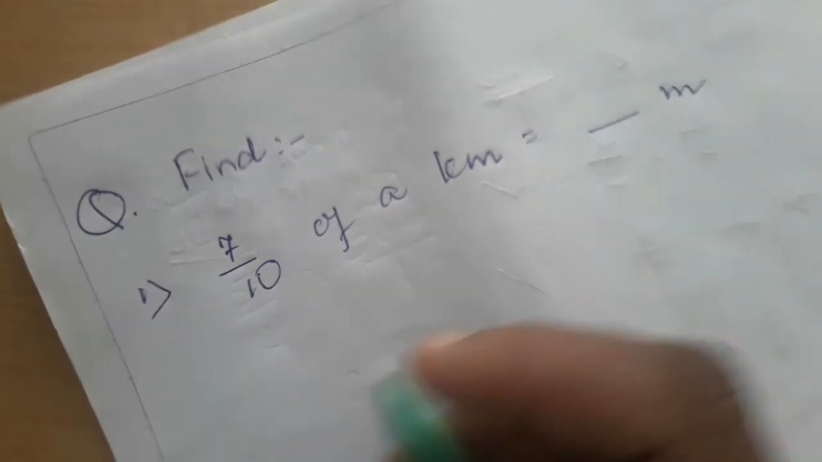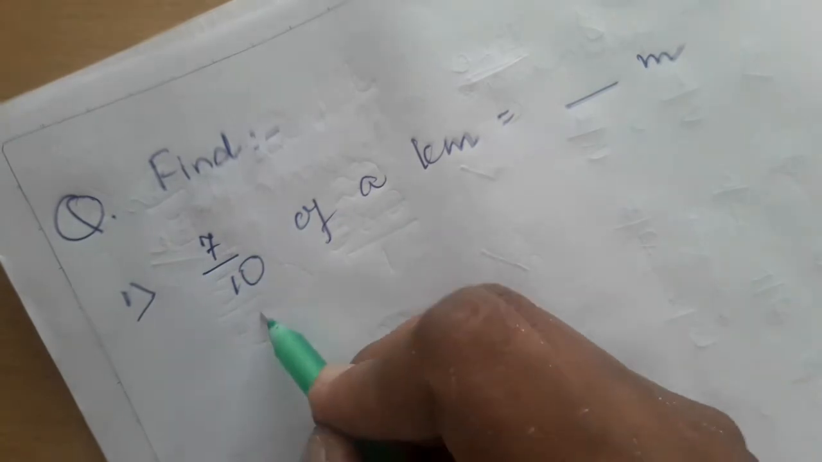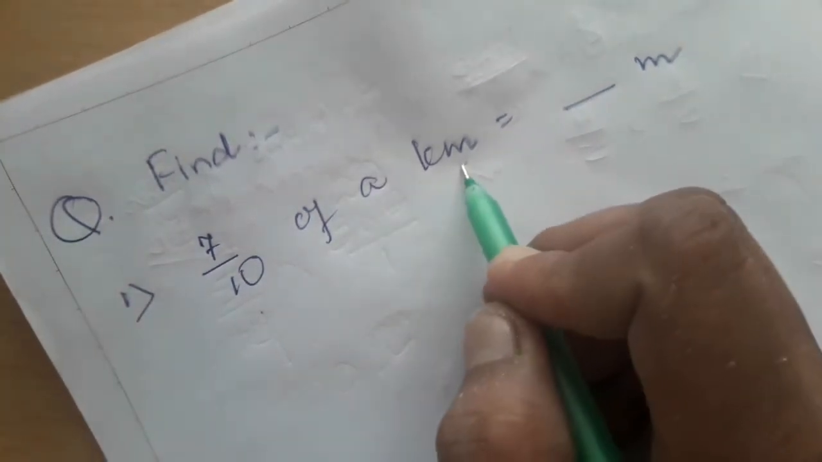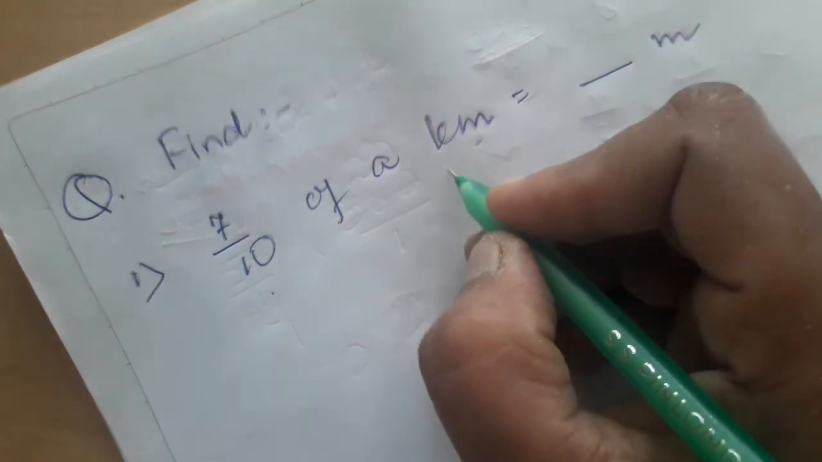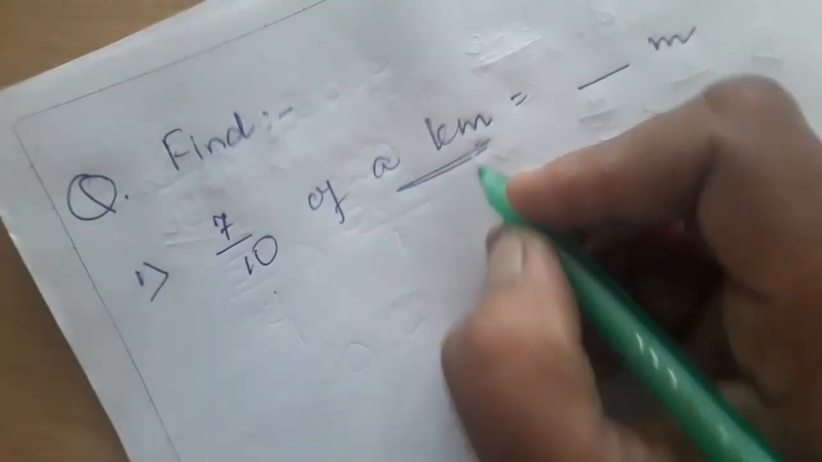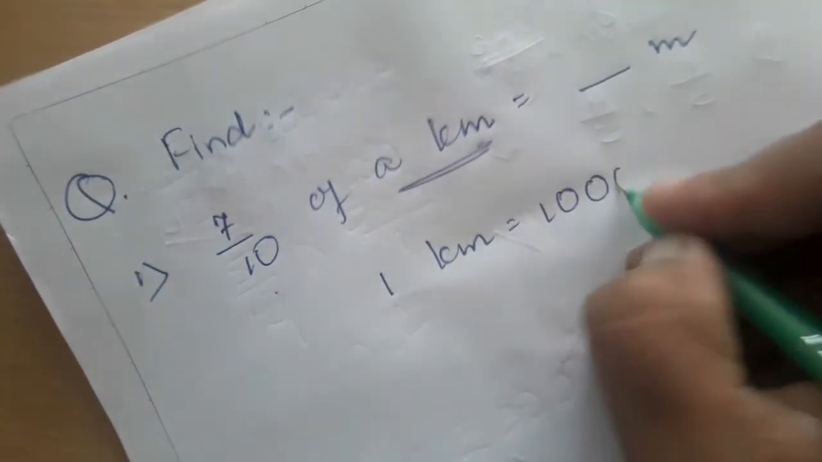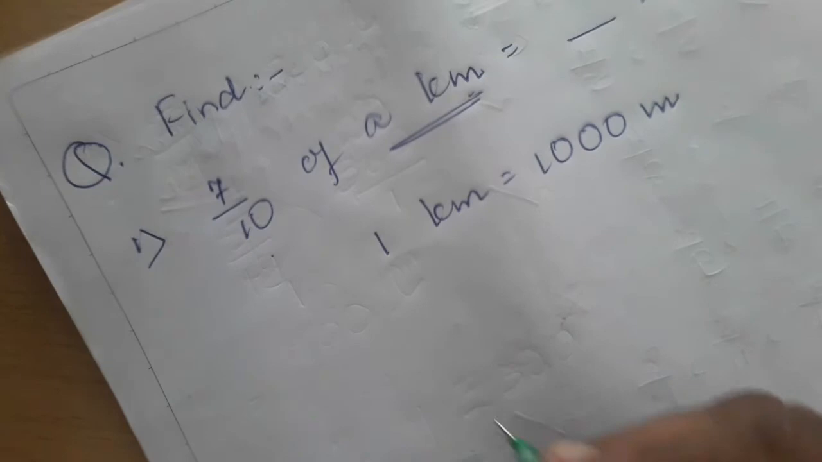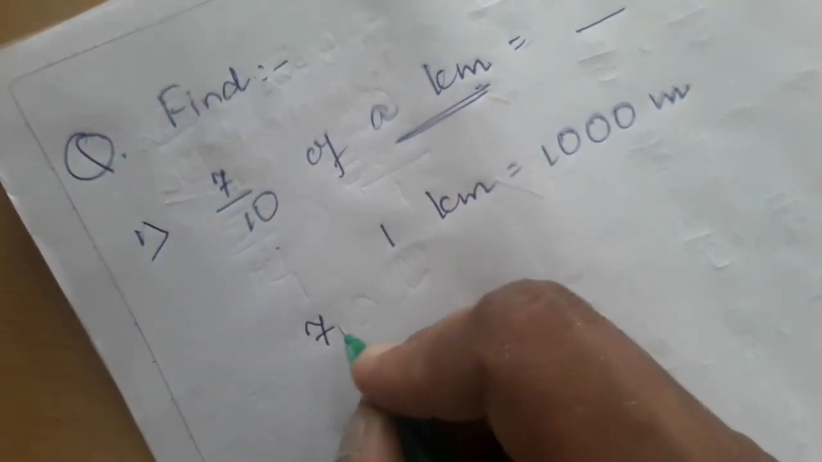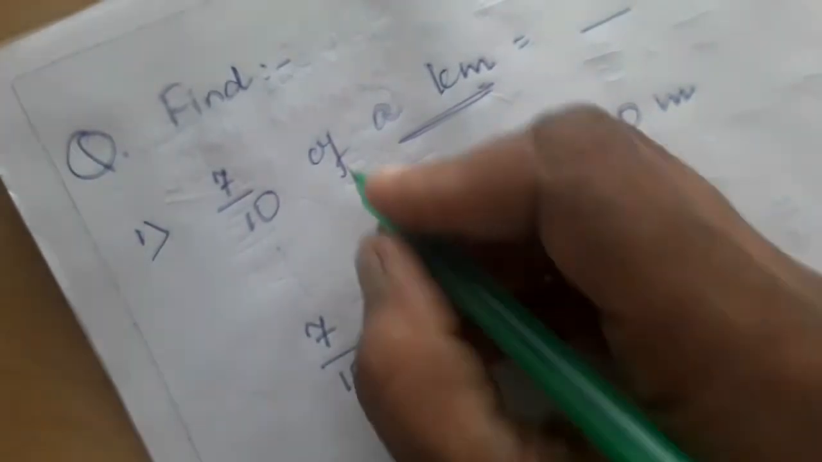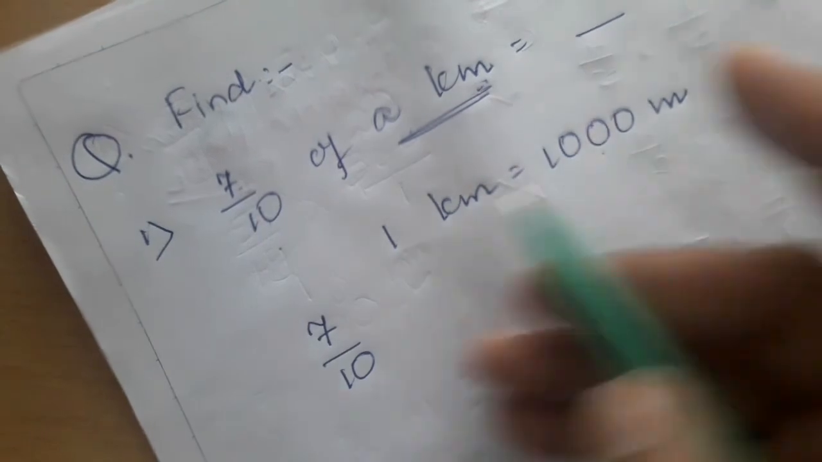Now see this question. Here the question given is: find out 7 by 10 of a kilometer is blank meter. So I need to think, first step, 1 kilometer is how many meters. So 1 kilometer is 1000 meters, first step. And now I will go for the fractional part, that is 7 by 10 of a kilometer, that is 7 by 10 of 1000 meter.